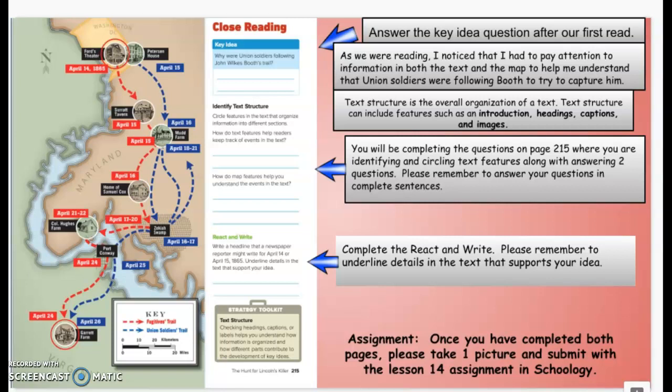I'll just be on this page. Sorry. Make sure you answer the key idea question, and then we'll continue on.